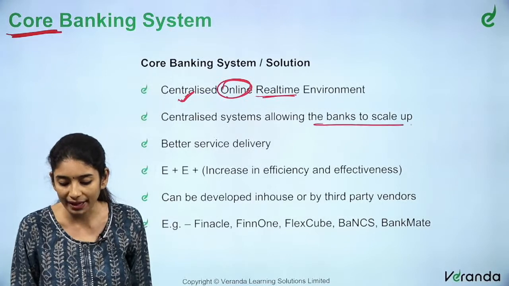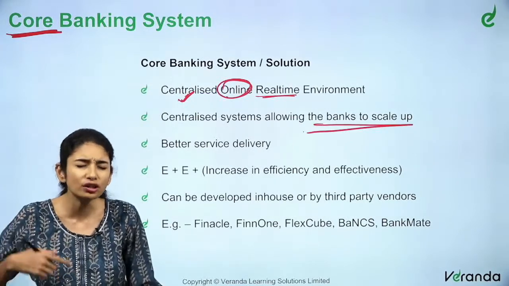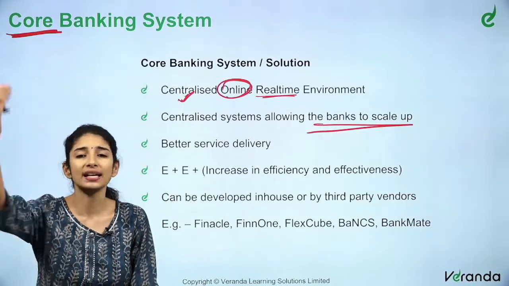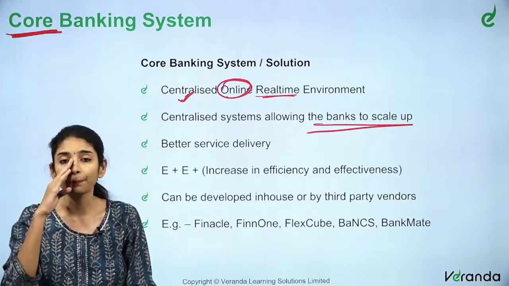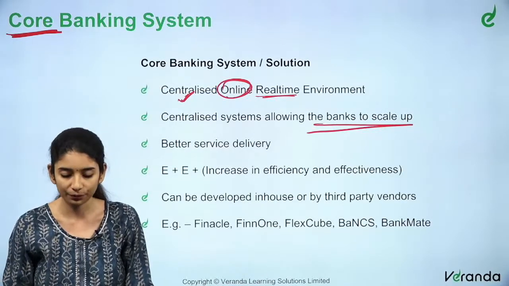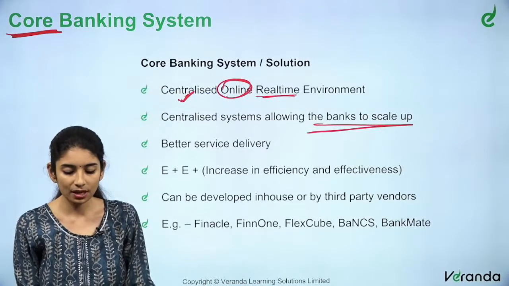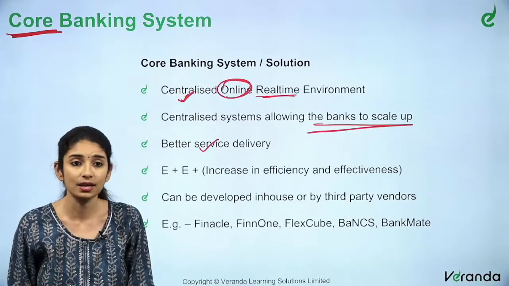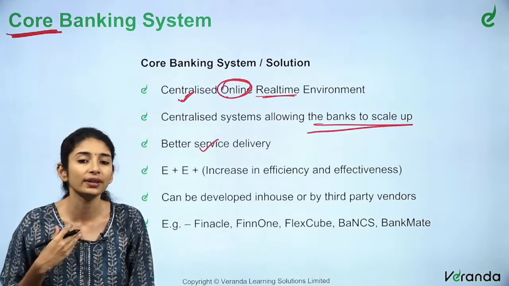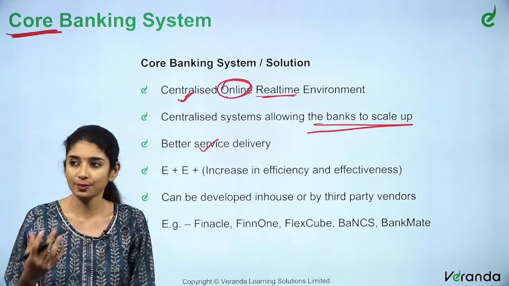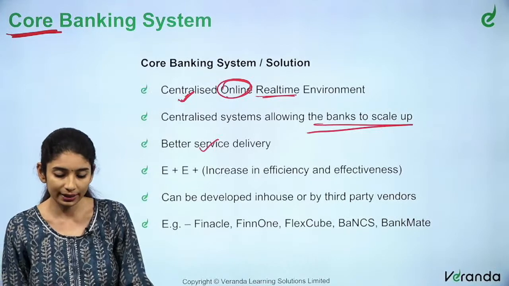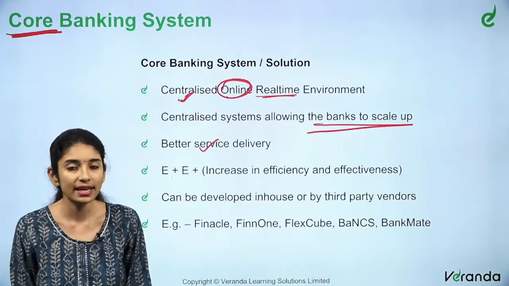Centralized system allowing the banks to scale up. Because of this centralized online real-time scenario, the banks can scale up at a massive speed. So, you may know now that the top performing companies in India are the ones that consist of the banks, who are at the top of the chart. Better service delivery. They can provide customized services to the customers. They can provide very quick services to the customer, a very nice interface where the customer feels like logging on to the website, checking the balance or making a fund transfer through the online mechanism instead of dealing with cash. Increase in efficiency and effectiveness.